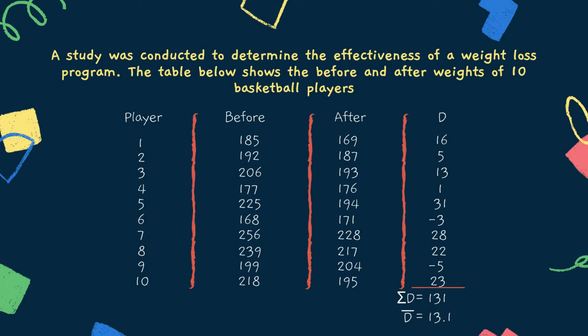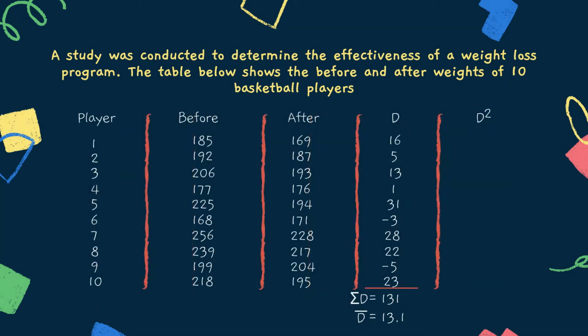Now that we have our difference scores, we can get our squared difference scores or D squared by simply squaring the difference scores of each sample. So for the first sample, if he has a difference score of 16, then simply square it, 16 times 16. Then you will get 256. Repeat this process until you get all the squared difference scores of all the samples. Once you are done, proceed in getting the summation of these squares. The answer would be 3,243.